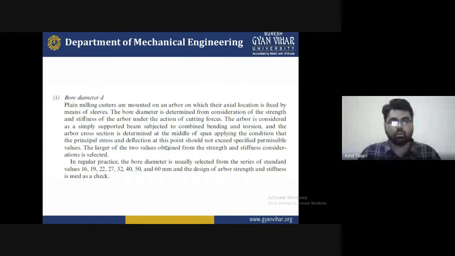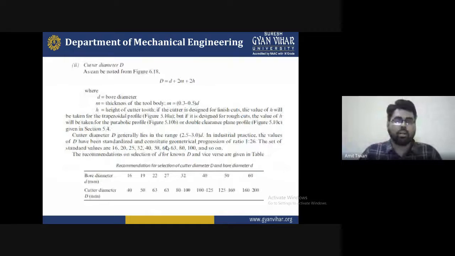Now see the diameter, that is, the total diameter D to be considered. The formula is D is equal to d plus 2m plus 2hm, where d is the bore diameter, m is the thickness of the tool, and h is the height of the cutting tool.